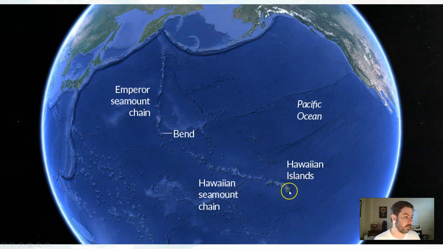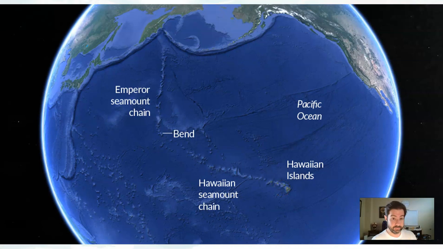Now, only the islands closest to that hot spot are volcanically active. As you get further away from the current location of the hot spot in Hawaii, which is made up of 5 or 6 islands, they're not volcanic anymore. There's no eruptions going on the further you get away. And that's because underneath where the hot spot is now, where that mantle plume is now, is where the current location of the largest Hawaiian island is.